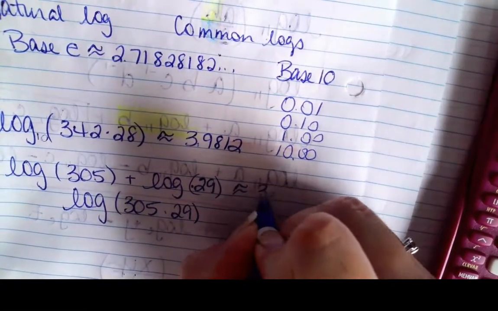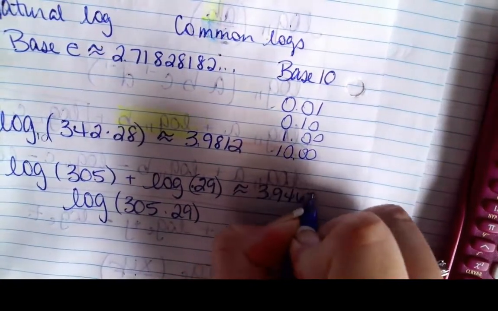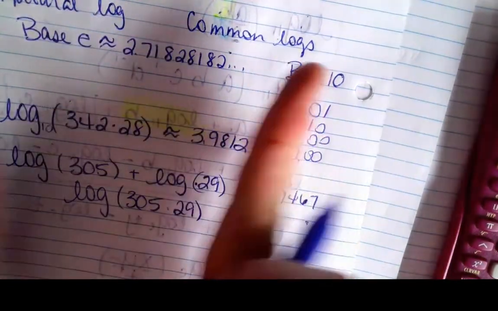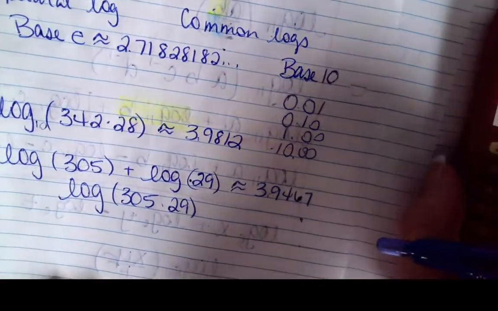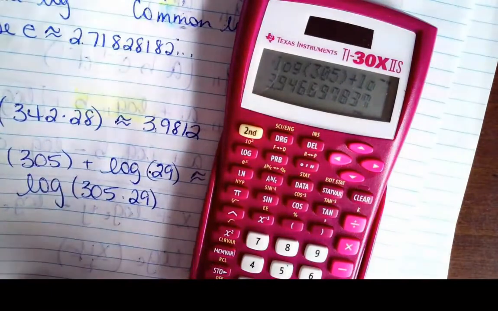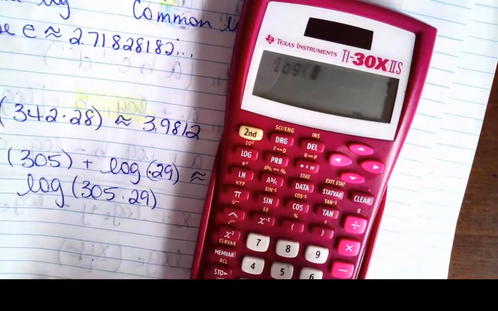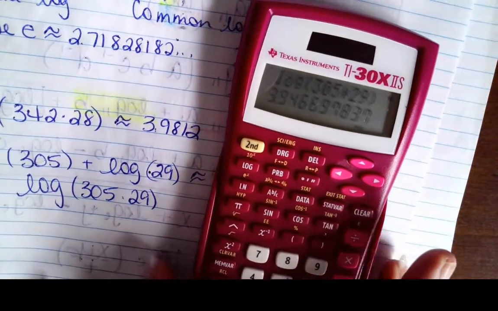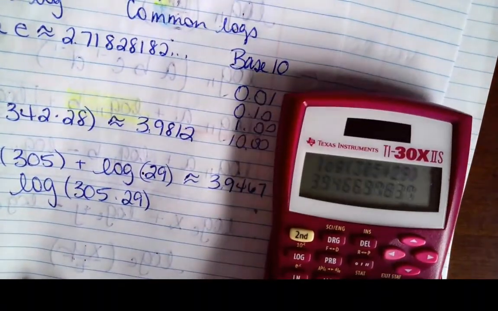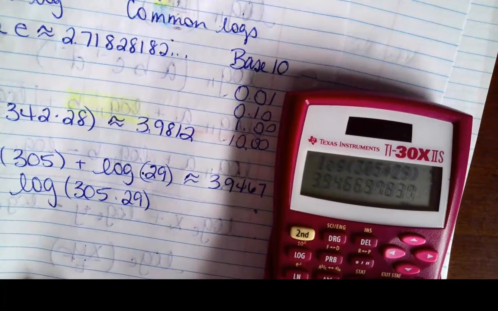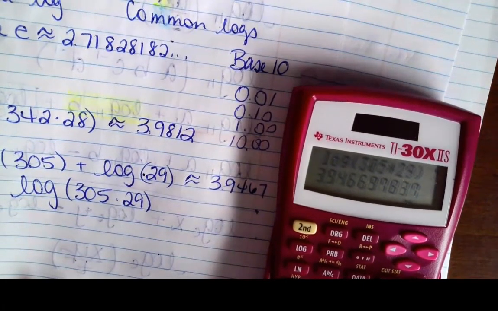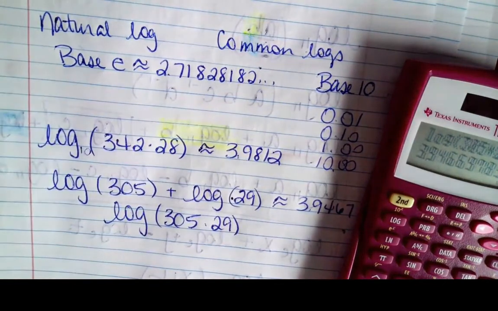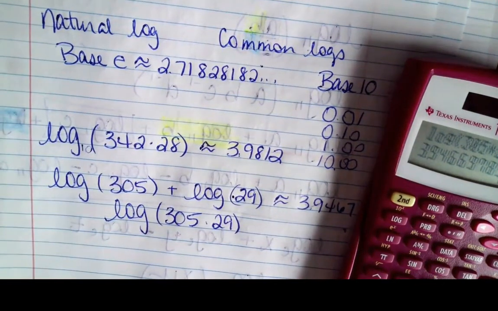3.9467. Again, if I add those together and raise 10 to that power, I'll get that answer. Now look at this. If I do the log of 305 times 29, close that argument, I get the exact same answer. So we are just showing you that these log rules work. I can add them together or I can squish it together. Either way, I'm going to get the same answer. So let's do it again.